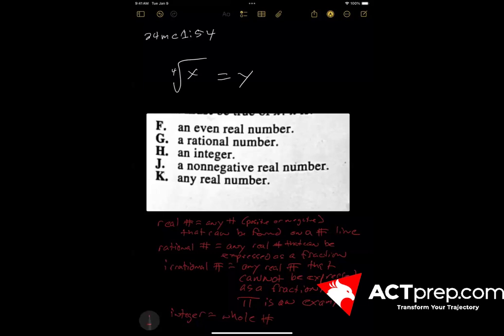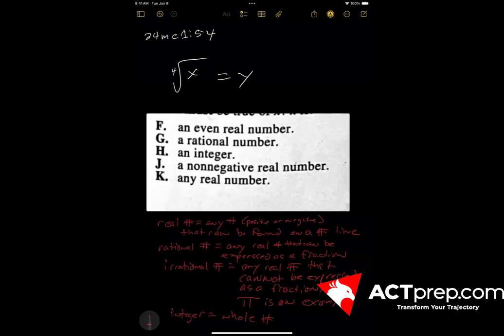You know that a real number is any number, positive or negative, that can be found on a number line. A rational number is any real number that can be expressed as a fraction. And an irrational number is a real number that cannot be expressed as a fraction. Pi is an example. It never repeats. It just continues with decimals forever, and therefore you cannot express it as a fraction.